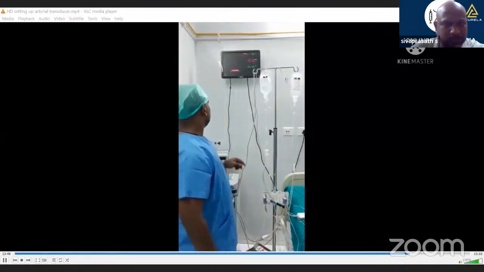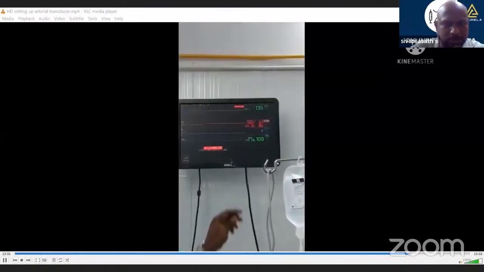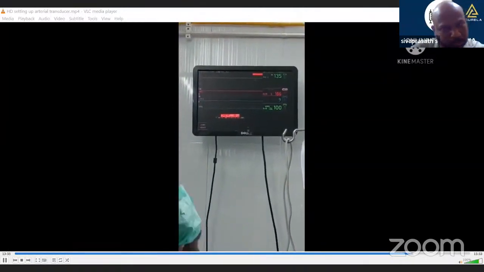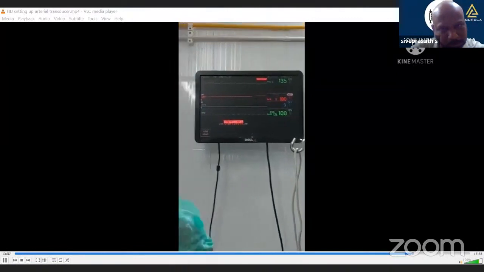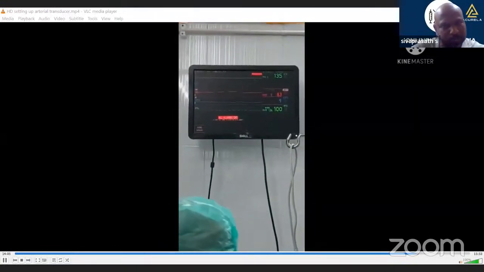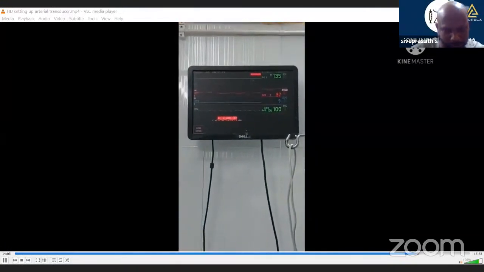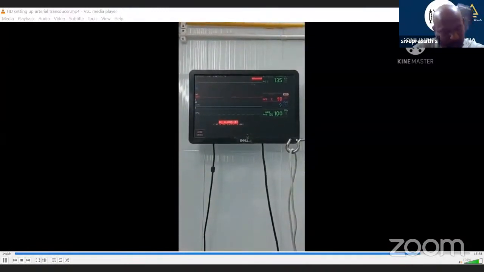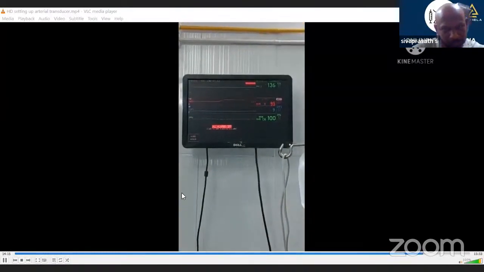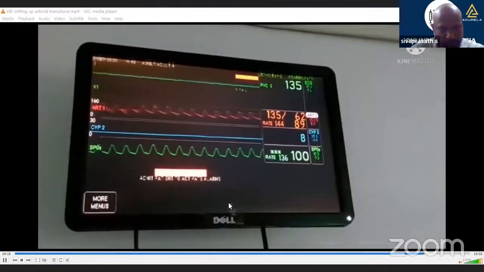When you do this, you can see that the monitor shows a small square waveform that goes up and comes down. After this waveform is created, you have to see at least one or two oscillations. It's called a fast flush test. If two oscillations are there, it means that the system is adequately damped. That is, the system is neither over damped nor under damped.